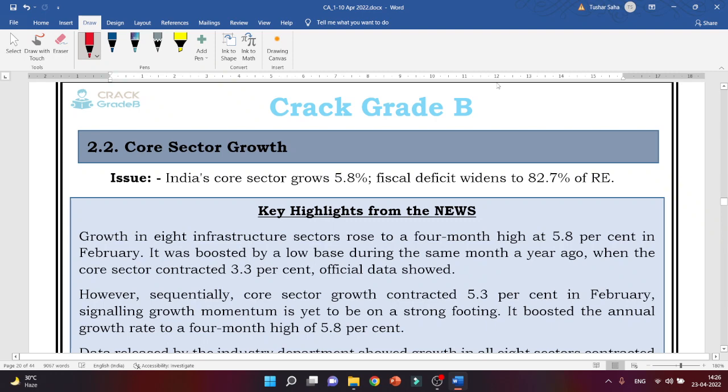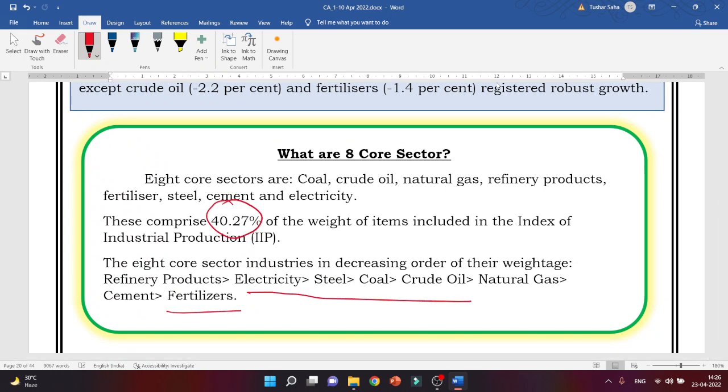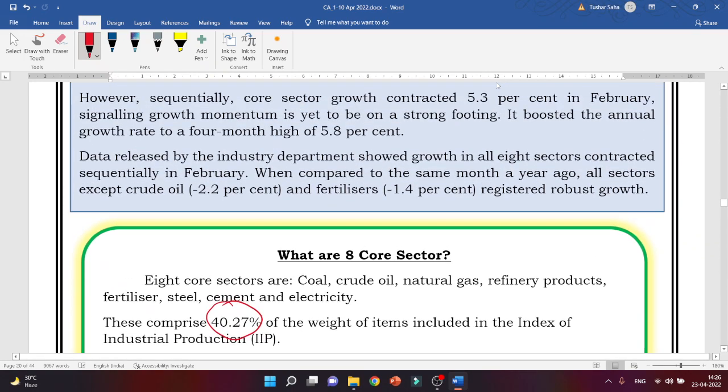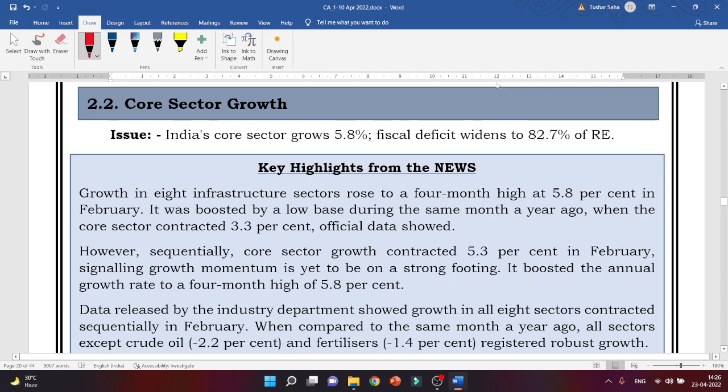So you remember what are the core sectors? How many core sectors are there? There are 8 core sectors, right? These are the 8 core sectors, and 40.42% is their contribution to the IIP, right? So the core sector has grown 5.8% in February, and 3.3% in February 2021, right?